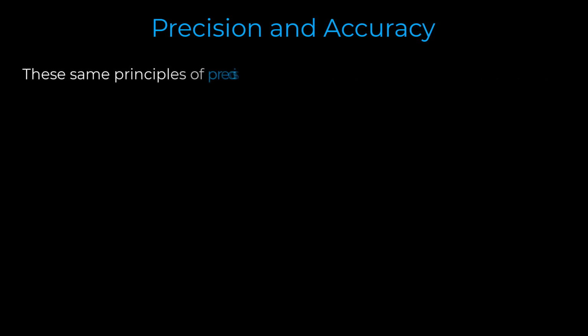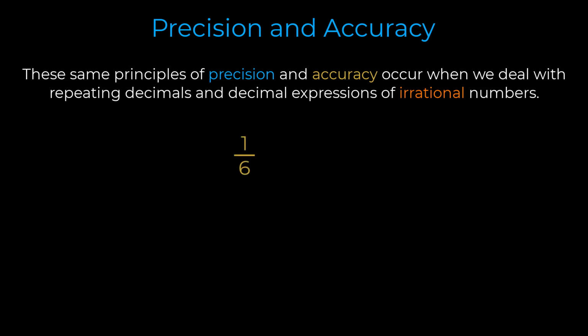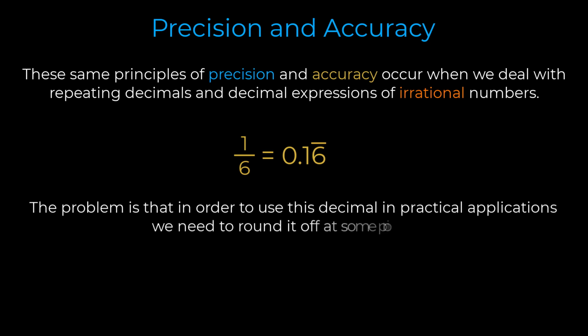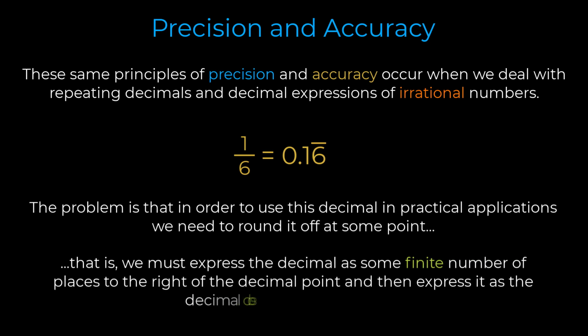These same principles of precision and accuracy occur when we deal with repeating decimals and decimal expressions of irrational numbers. Let's take the fraction of 1/6 expressed as a decimal, for example. It is a repeating decimal, meaning that it repeats infinitely. I can represent any repeating decimal precisely with a line over that portion of the decimal which repeats. In this case, it is the 6. The problem is that in order to use this decimal in practical applications, we need to round it off at some point. By rounding it off, I mean that we must express the decimal as some finite number of places to the right of the decimal point, and then express it as the decimal closest to that value.